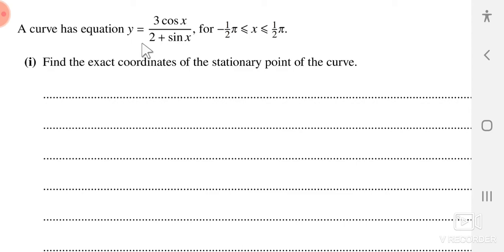This is once again a trigonometric equation. Find the exact coordinate. Here this is u over v, so I told you v squared goes in the denominator, then use derivative of v as it is, as I am supposing 3 cos x is u and 2 plus sin x is v. Use derivative of v as it is minus v's derivative, u as it is. So (2 plus sin x) whole squared in the denominator, and in the numerator you have to write minus 3 sin x times (2 plus sin x) minus 3 cos x as it is times only cos x.